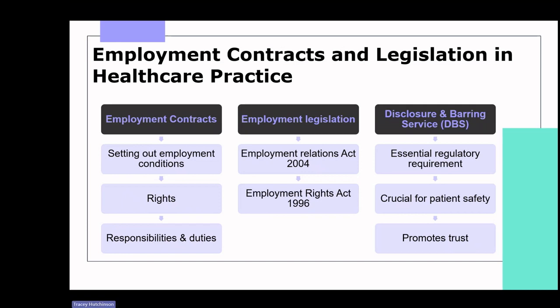In summary, understanding employment contracts, relevant employment legislation, and the importance of sufficient DBS checks is critical for healthcare scientists in the UK. It ensures fair employment practices, protects employee rights, and most importantly, guarantees patient safety and trust in the healthcare system.